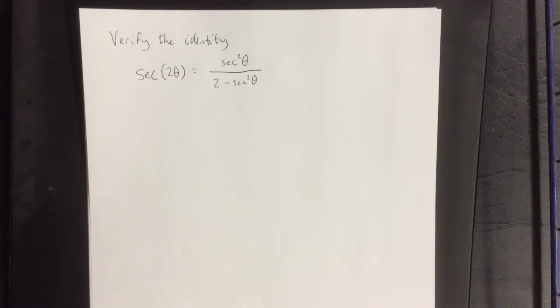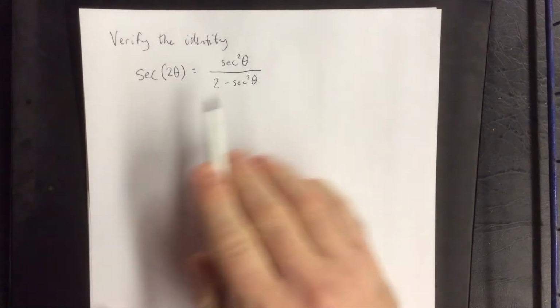Now I'd like to verify the following identity. We have the secant of 2 theta is equal to the secant squared of theta over 2 minus the secant squared of theta. So first decision that we make is decide which side we'd like to start with. I'd like to start with the right-hand side.